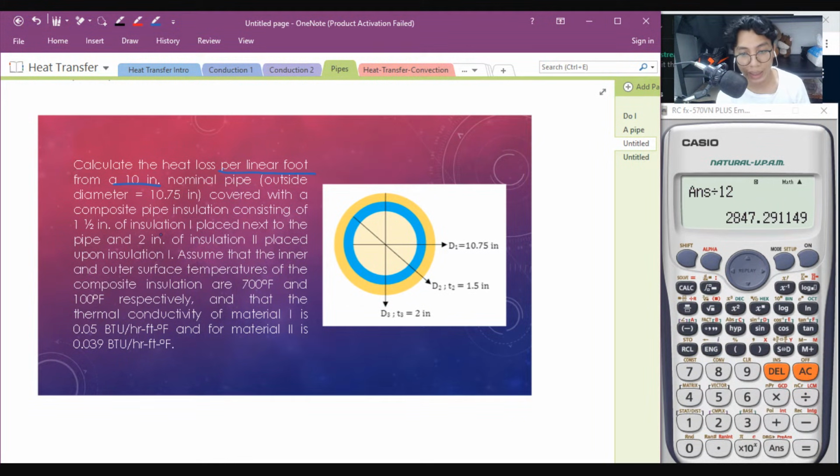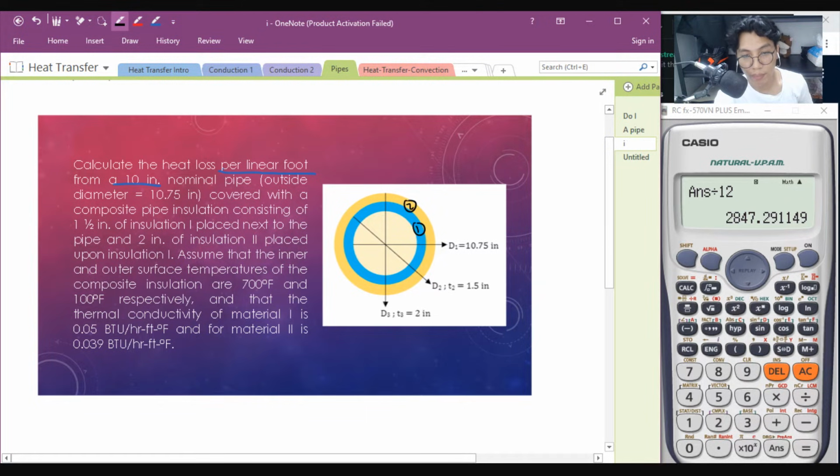Covered with a composite pipe insulation consisting of 1.5 inches of insulation 1 placed next to the pipe, and 2 inches of insulation number 2 placed upon insulation 1. So, this is insulation 1. Okay, here. This is 1.